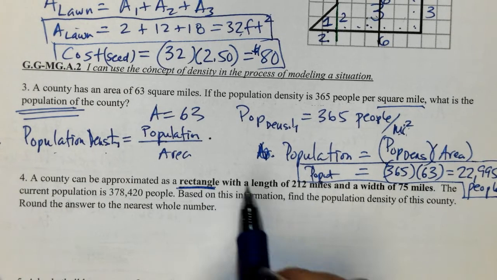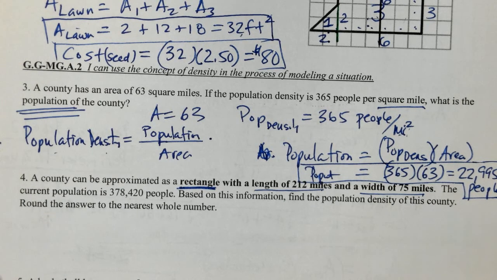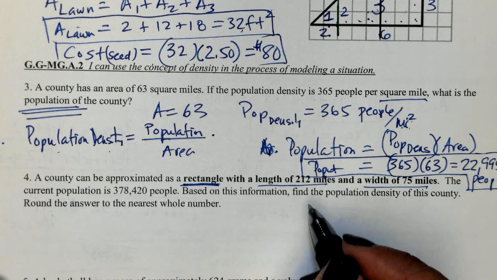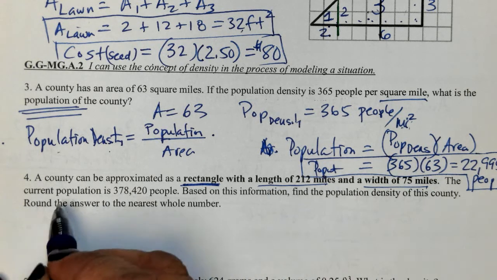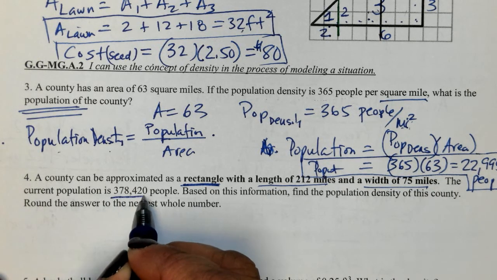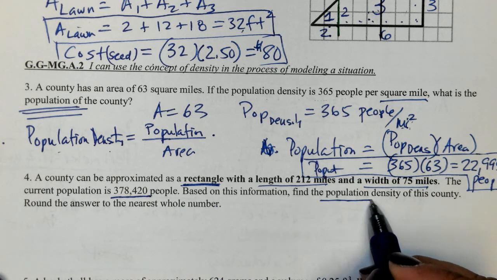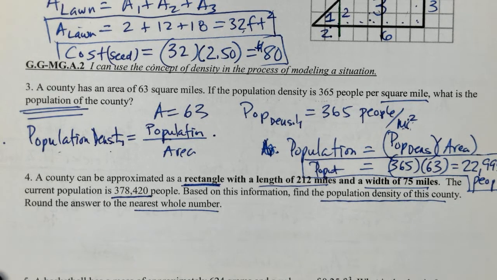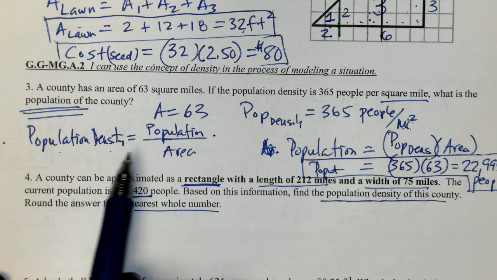So anytime you see a figure and they give you two numbers, what do you think they're giving you? Your area, right? Okay, so the county, because if we're dealing, let's keep reading. The current population is 378,420. Based on this information, find the population density of this county. Round to the nearest whole number. Okay, so we're going to be able to use this formula straight up.